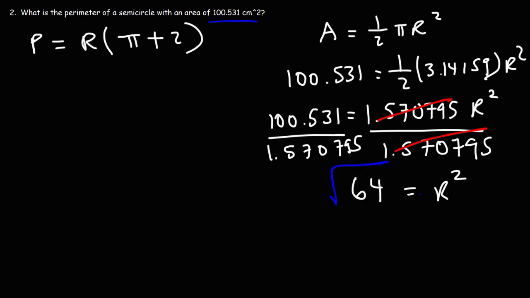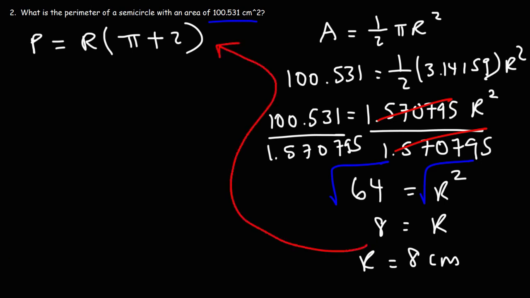Now we could take the square root of both sides. The square root of 64 is 8. So the radius is about 8 centimeters. Now we could take this answer and plug it into this formula. So the radius is 8 centimeters, and then we can multiply by pi plus 2. So if you want an exact answer, it would be 8 pi plus 16. You distribute 8 to pi and to 2 as well. So this would be the exact answer for the perimeter of the circle.